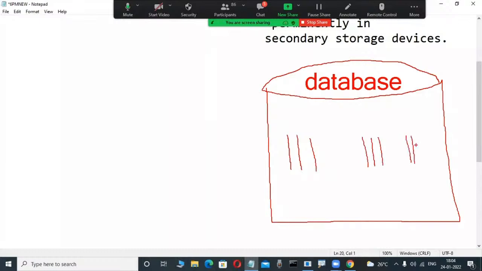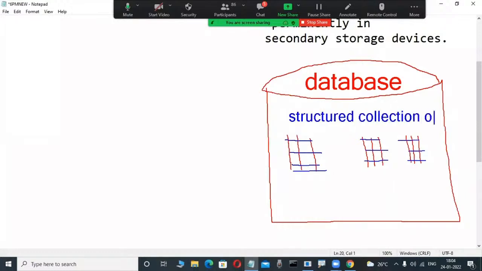Today I will tell you. The relational data model is a concept, and based on that only, these products are implemented. They are called relational databases. A structured collection of data is there; this is what I told in the previous class. These databases always store a structured collection of data, in an organized fashion.